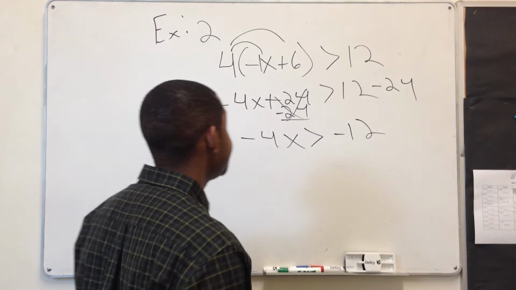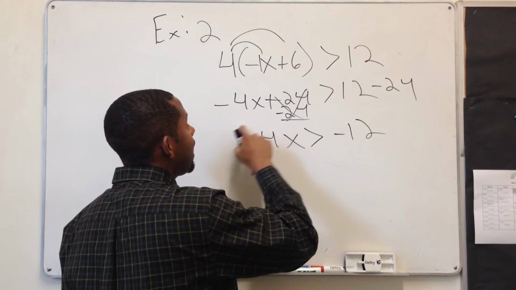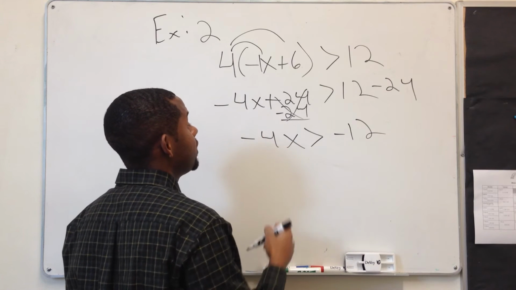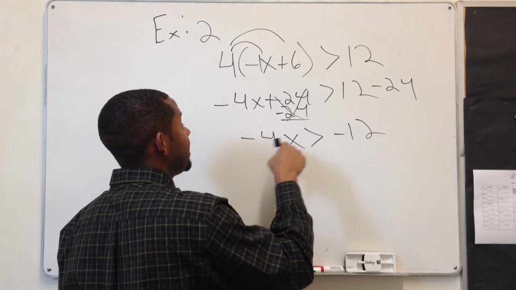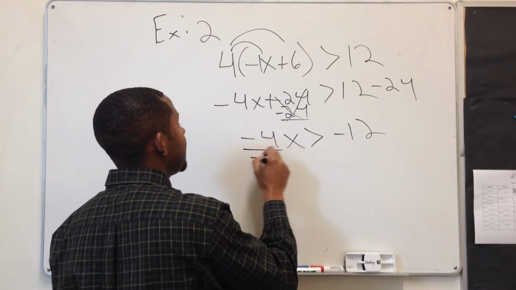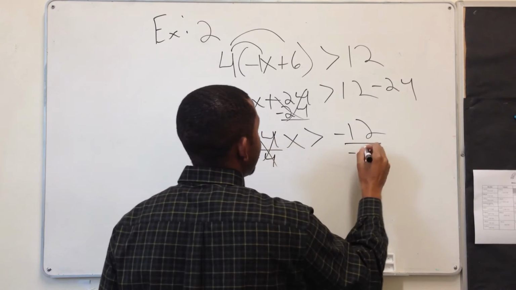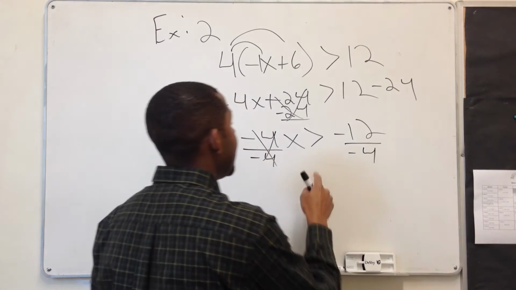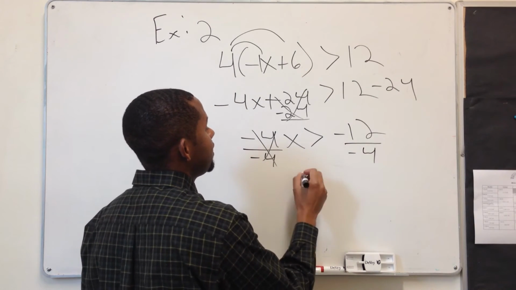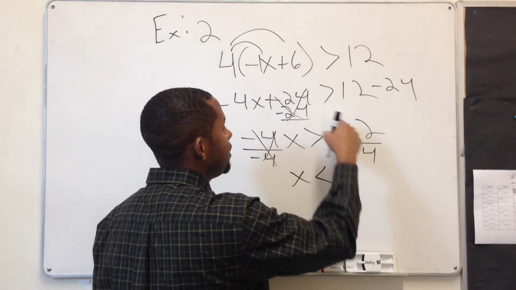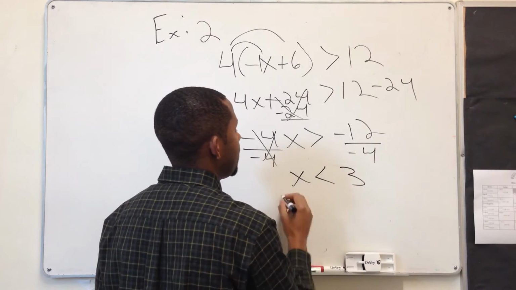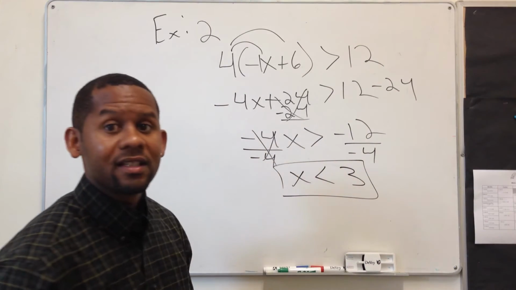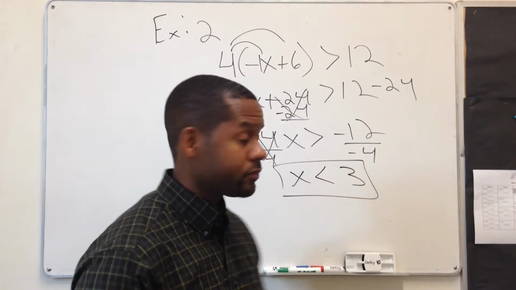Hopefully you did that correctly. And now I want this negative 4 to turn into a 1. So I have to do the opposite. This is negative 4 times x, so I do the opposite. I divide by negative 4, divide by negative 4. And so I see that I have to flip this sign. 12 divided by negative 4 becomes negative 3. X is less than negative 3. Okay?